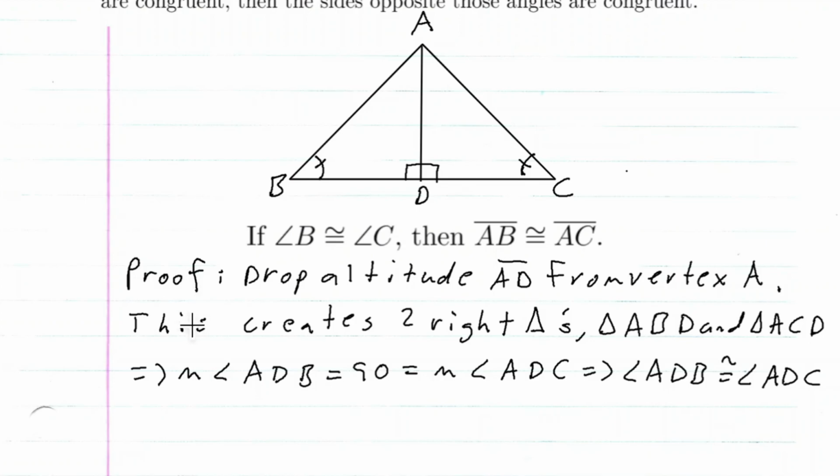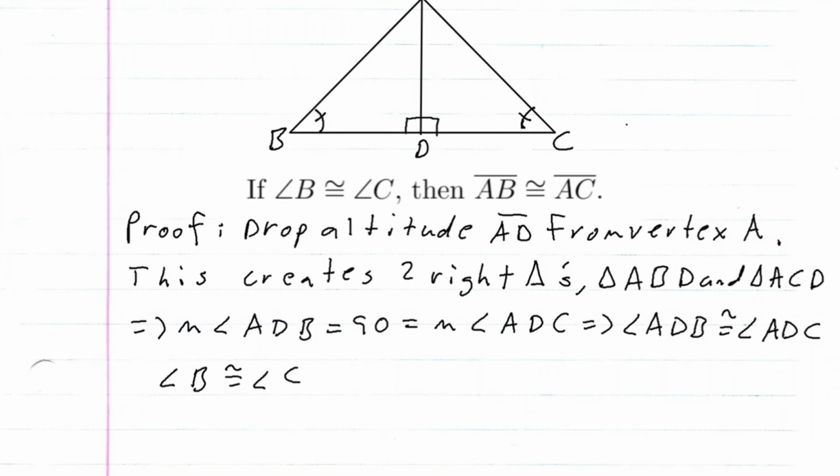So we have angle B is congruent to angle C. We have, let me scooch it down a little bit, we have angle ADB is congruent to angle ADC. We even have that here. ADB is congruent to ADC.